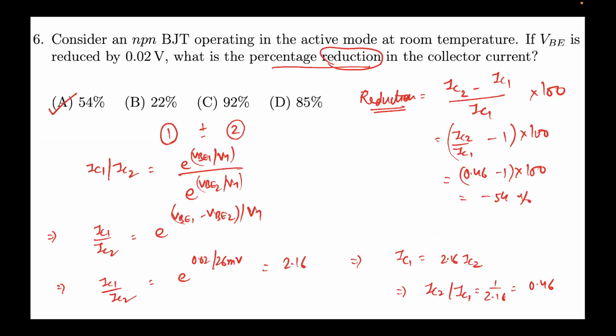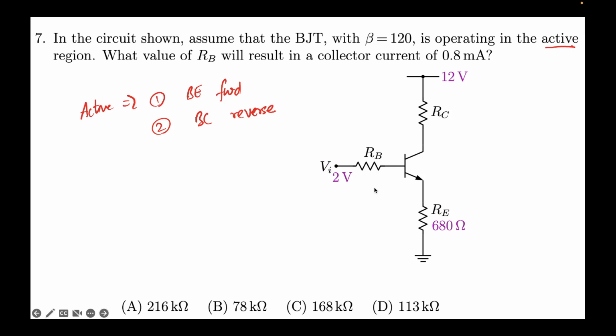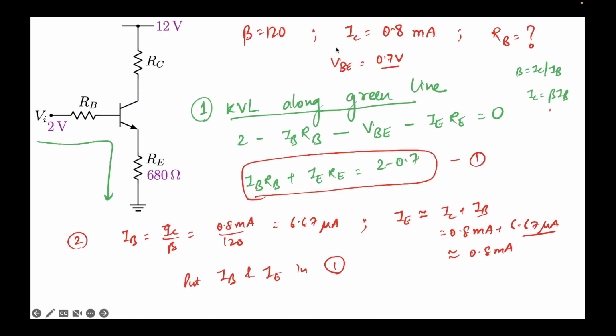Okay, so what I'll do is quickly go through the problems that I had discussed. In problem 7, we were given beta is 120, and it said that it's in active region, and we are required to find the value of RB if the collector current of 0.8 milliamperes was given. So if beta is 120, IC is 0.8, we are required to find RB.